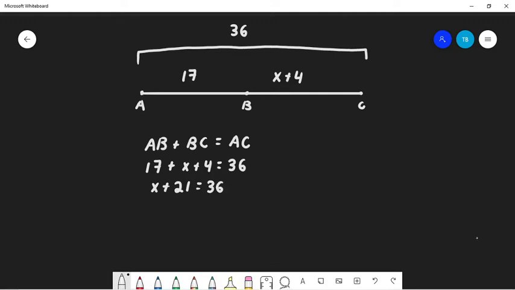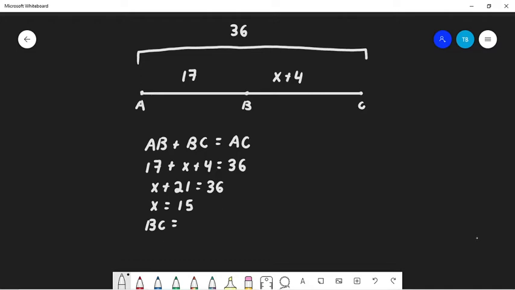And then to solve for x, I just subtract 21 on both sides. So x would be equal to 15. So there you go, we've solved for x. The other thing you might be asked to do is find the length of whichever segment has the variable in it. In which case, all we do is go back and retrieve the expression with the variable. So segment BC was represented as x plus 4.